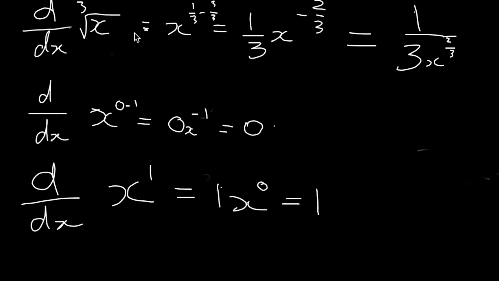Once you get really comfortable, then you can skip steps. You don't even need to write everything out. But when you're starting, try and write as much of it out as possible and just keep track of everything. And then if you're not getting the solution, you can go back and see where you made the mistake. So that's pretty much the power rule. That's as simple or as complex as you'll get.